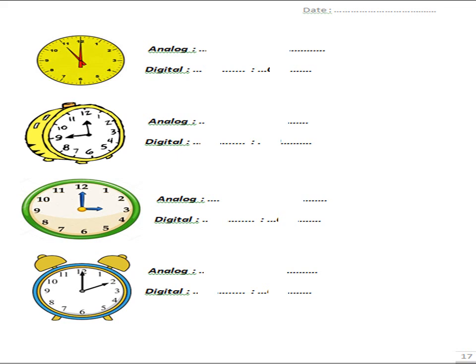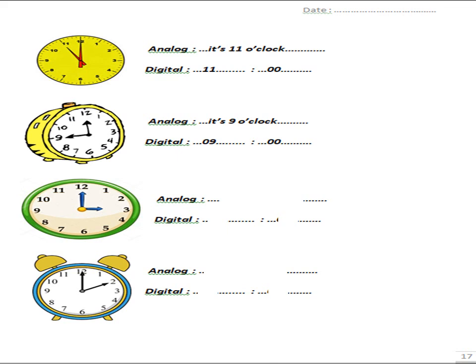Open your final revision, page 17. We continue to solve the clock. Here the first clock will be 11 o'clock, because the small hand refers to 11 and the big hand refers to 12. This is analog. In digital we write 11 and 2 zeros. The second clock here, the small hand refers to 9 and the big hand refers to 12, so it will be 9 o'clock. In digital we write 9 and 2 zeros.